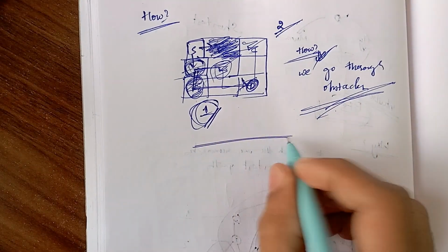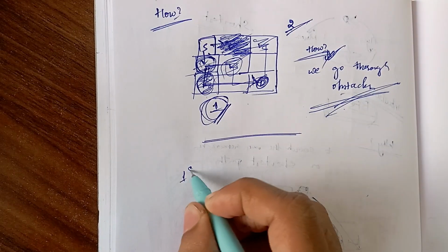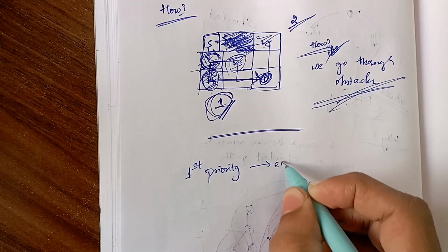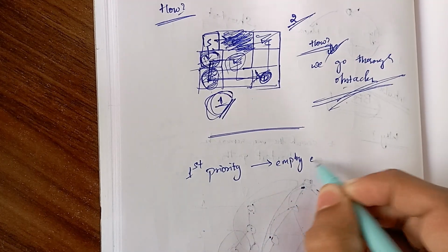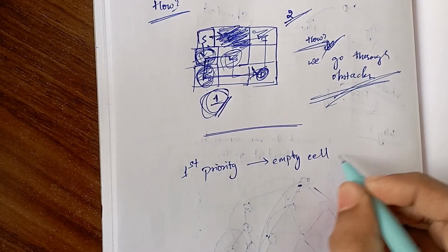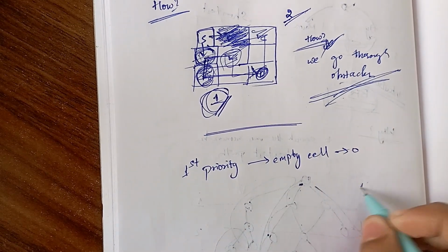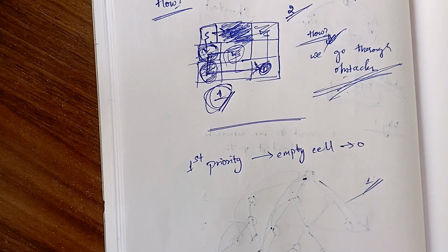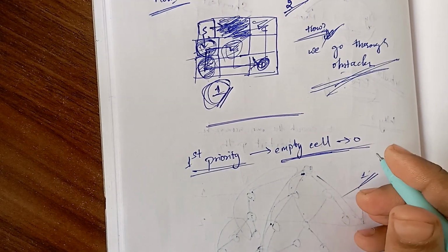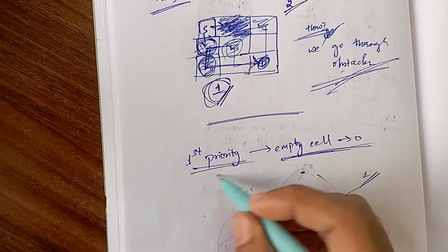So our first priority will be an empty cell. Empty cell firstly. So in the question we have represented empty cell as 0 and an obstacle with 1. So our first priority will be an empty cell, that is 0. If grid of ij is 0, we will be taking it firstly.